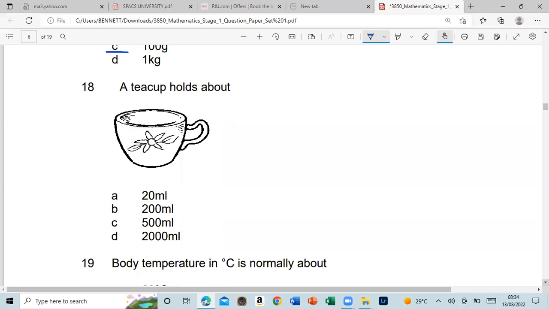Number 18, a teacup holds about 20 milliliter, 200 milliliter, 500 milliliter, or 2,000 milliliter. I'm going to give you guys a hint. A normal Pepsi we drink is about 600 milliliter. That's 1 Pepsi. 200. Yeah, that is correct. We are going to do this in class too, guys, so don't worry about it. So it's about 200.